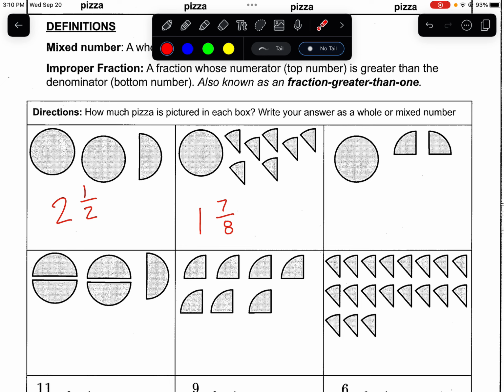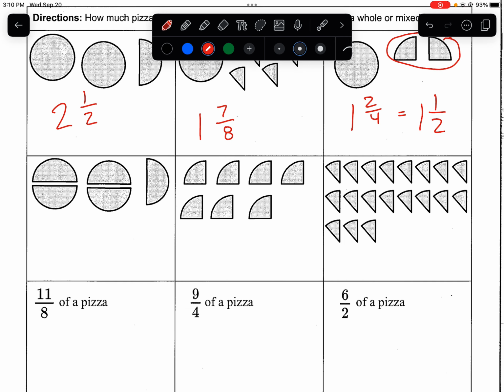Let's take a look at the third box. We've got 1, and then this is 1/4, and then another 1/4, which is 2/4. So that's 1 2/4. Now, some of you may have noticed that if I put these 2/4 together, I can actually make half a pizza. So you can also say 1 1/2. That's also a correct answer. Let's take a look at the next one. We've got 1/2, 2, 3, 4.